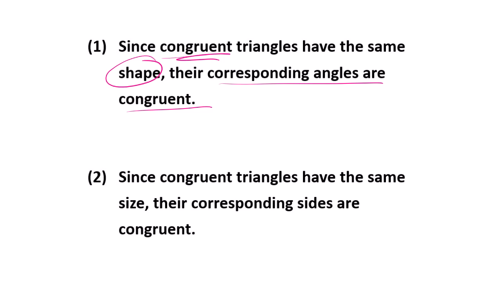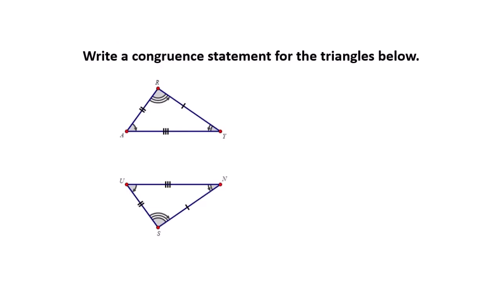Now we also know that congruent figures have the same size, right? So since congruent triangles have the same size, that means their sides are congruent, right? Their sides make up their size, is what I meant to say. All right. So here we're trying to write a congruent statement for the triangles that are given.